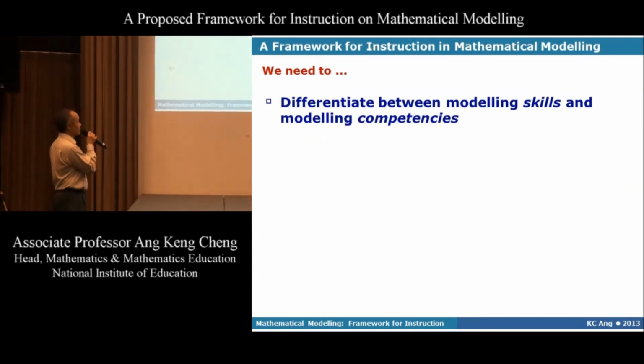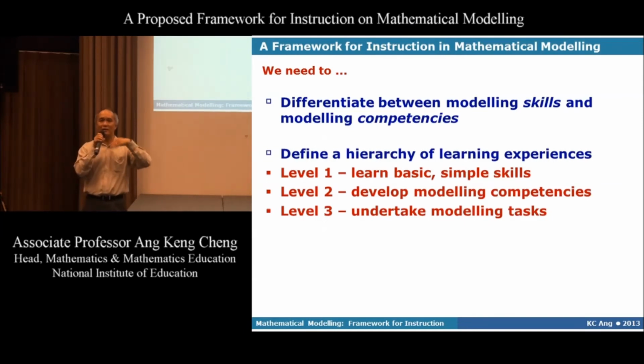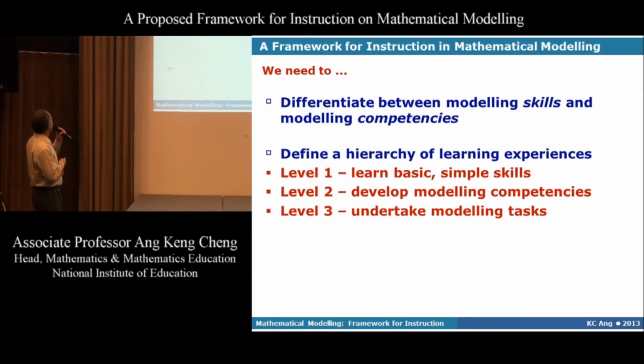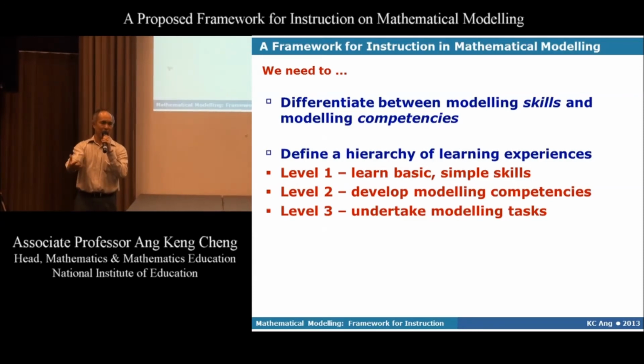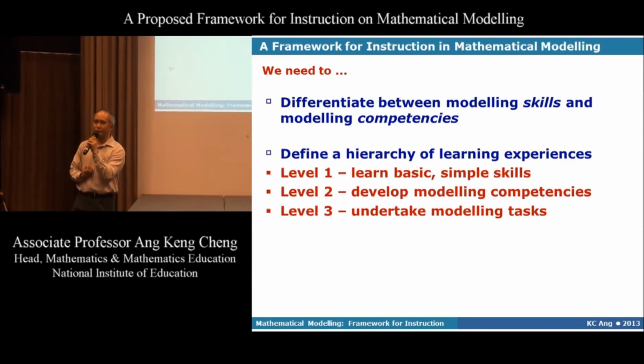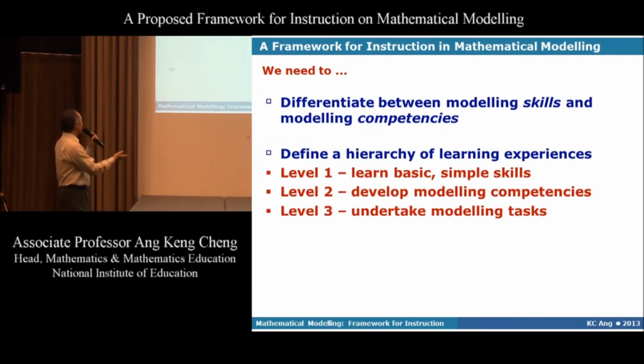Right? Now, suppose we accept those definitions, then perhaps we could define some kind of hierarchical levels for the different ways in which we can design our modeling tasks. Perhaps we could take as level one, a very basic level, where we help students learn those important modeling skills. And at level two, we facilitate the development of modeling competencies. And at a higher level, we hope that students, after having acquired those skills and developed the necessary competencies, are able to undertake a modeling task.